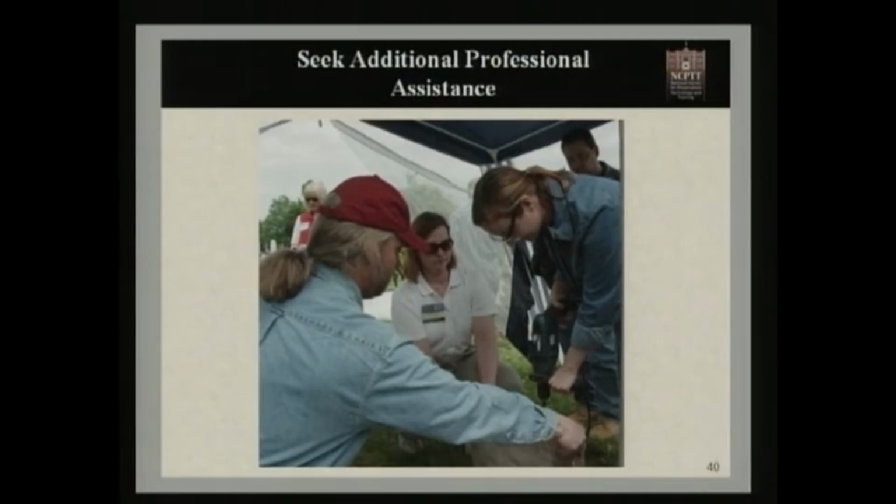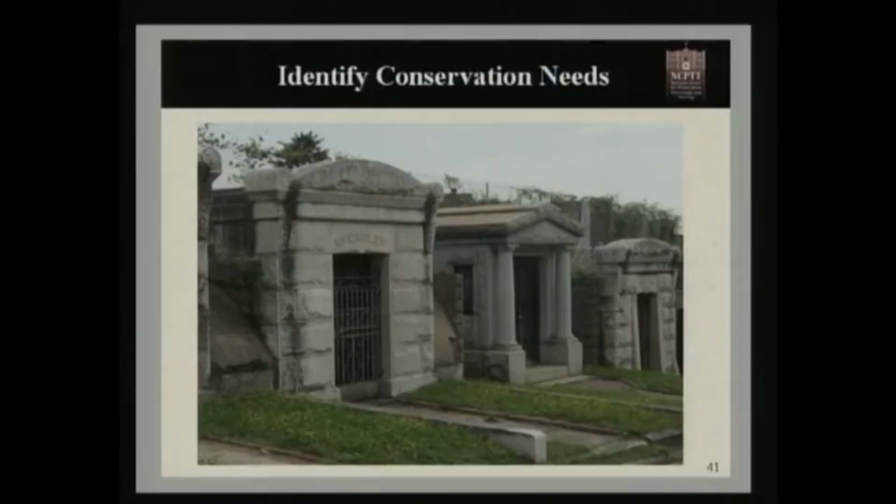You're going to be seeking professional assistance, and that may be conservators who specialize in the conservation of cemeteries or stones. It may be master masons that understand how to work with stone and carve stone. There's a wide range of people that you want to involve. You bring in your professionals, you identify your conservation needs. For example, the needs that you might have on mausoleums like this are going to be very different than the needs you might have in a national cemetery with very uniform stones.